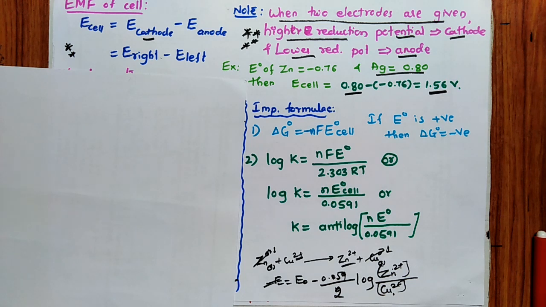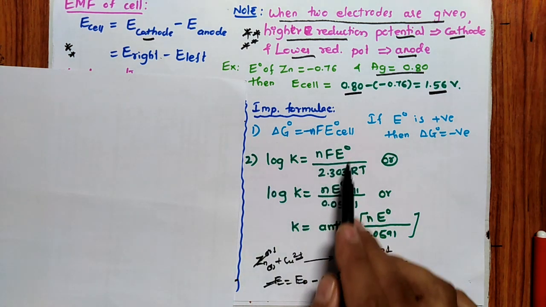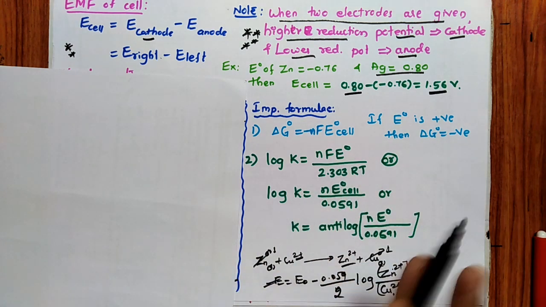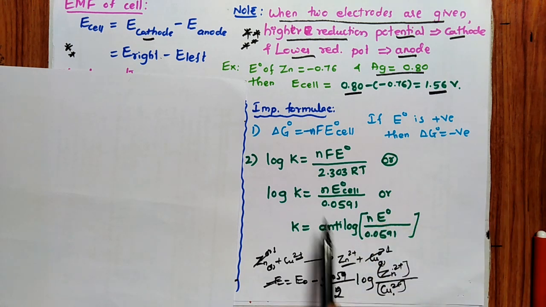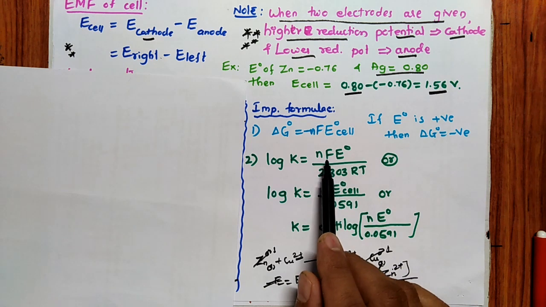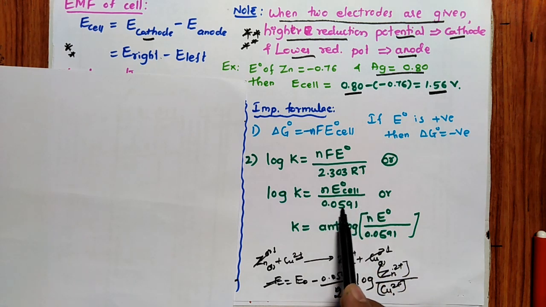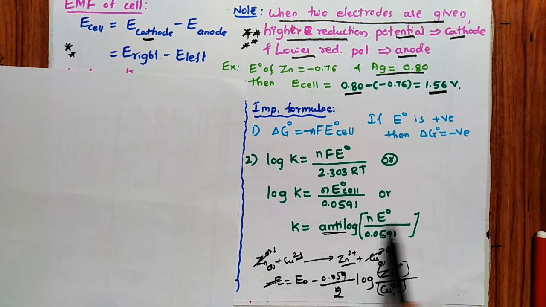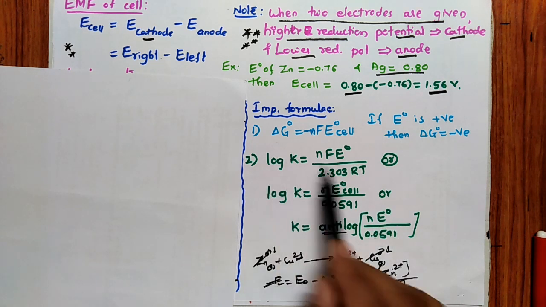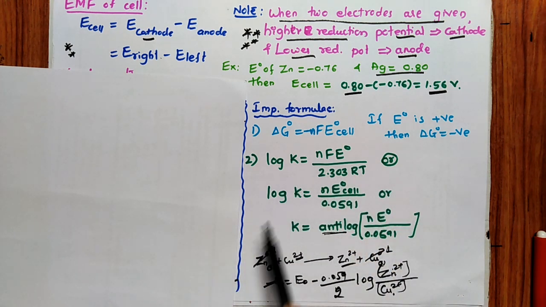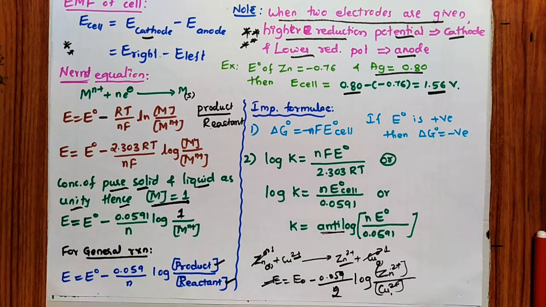Fine. Second, log K is equal to N F E naught divided by 2.303 R T. How you get all these things is in NCERT, it is there. But that is not required here. We are in the last stage, remember. So by applying the F value, R value, T value, I get log K is equal to N E naught cell divided by 0.0591, or K is equal to the anti-log of N E naught divided by 0.0591. This is the calculation of log K. This I have also shown you in one of the CET questions. Last year it was asked. So this is about the important formulae with respect to the Nernst equation and EMF of the cell.